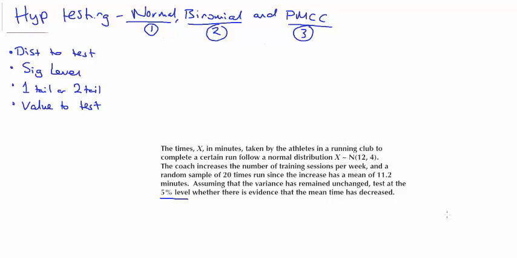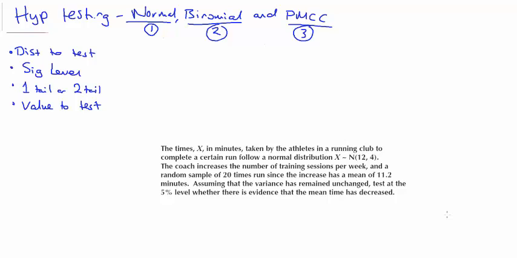And finally, once you set up your test, we need to be clear on what the value is for which we're testing. In this one, it's always the observed value. They saw that it was 11.2 minutes that came out. That's what we're going to test. But now let's actually look at this.